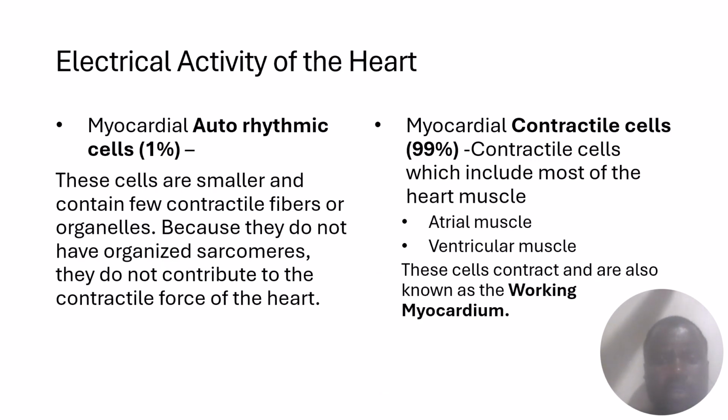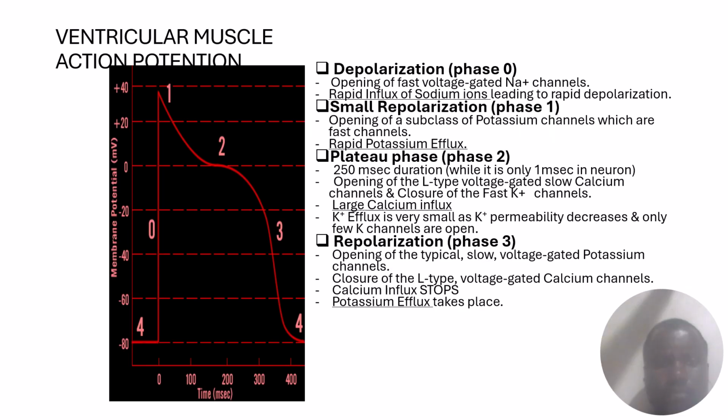Electrical activity. Quickly, you will notice that there are two main types of cells that make up the heart tissue. 99% of them are contractile cells that make up the atrial and ventricular myocardium, while the 1% are autorhythmic cells, whose sarcomeres and contracting fibers are very few, so they do not contribute to the contractile force of the heart. So let's look at the electrical differences that we notice between the contractile cell and the autorhythmic cell.